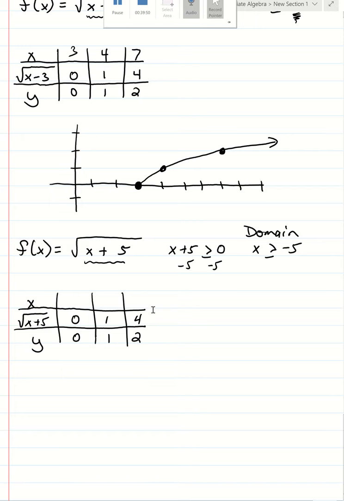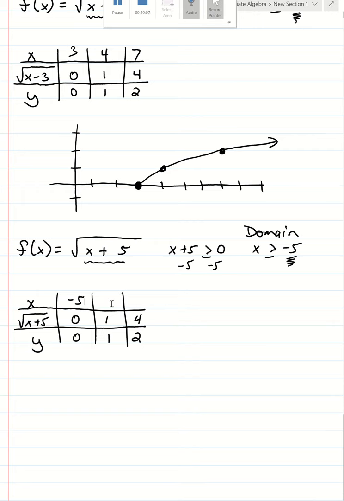Now I need my 3 x values. Well, the first one I get right here from the domain, negative 5, because if I plug in negative 5 plus 5, we get 0, and we take the square root of 0, we get 0. Now I need another number.